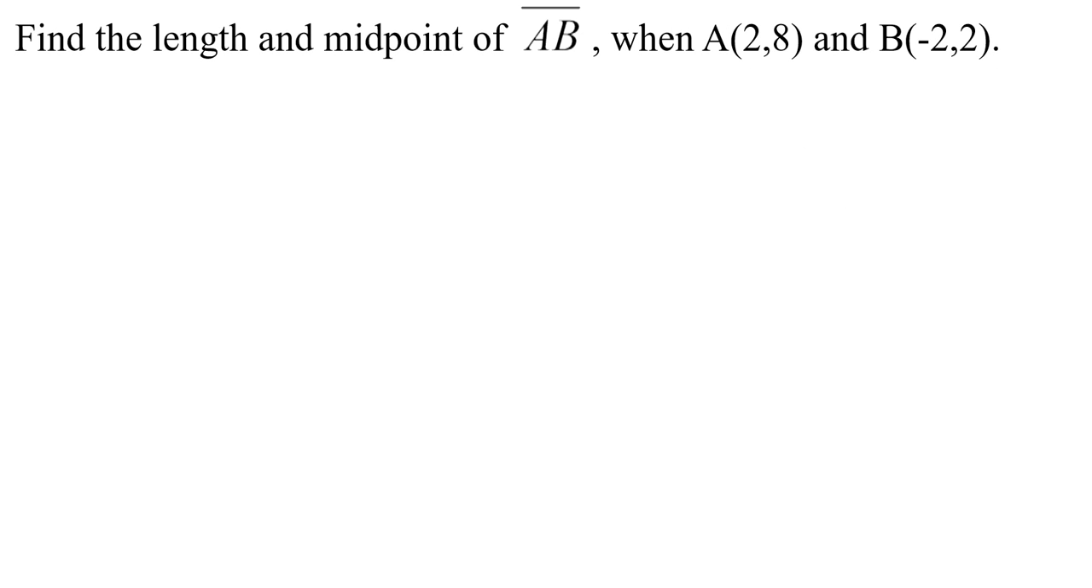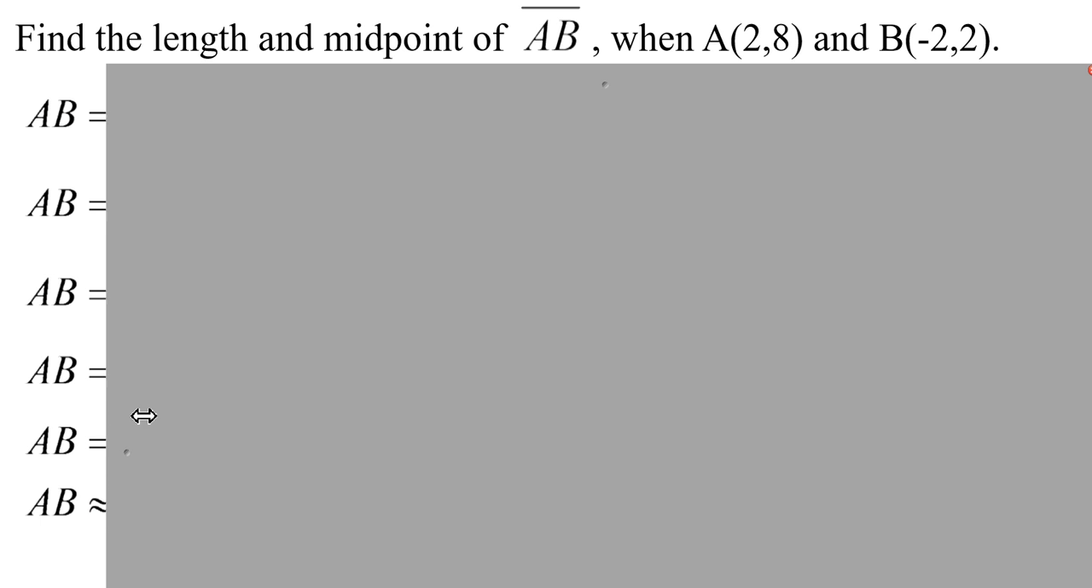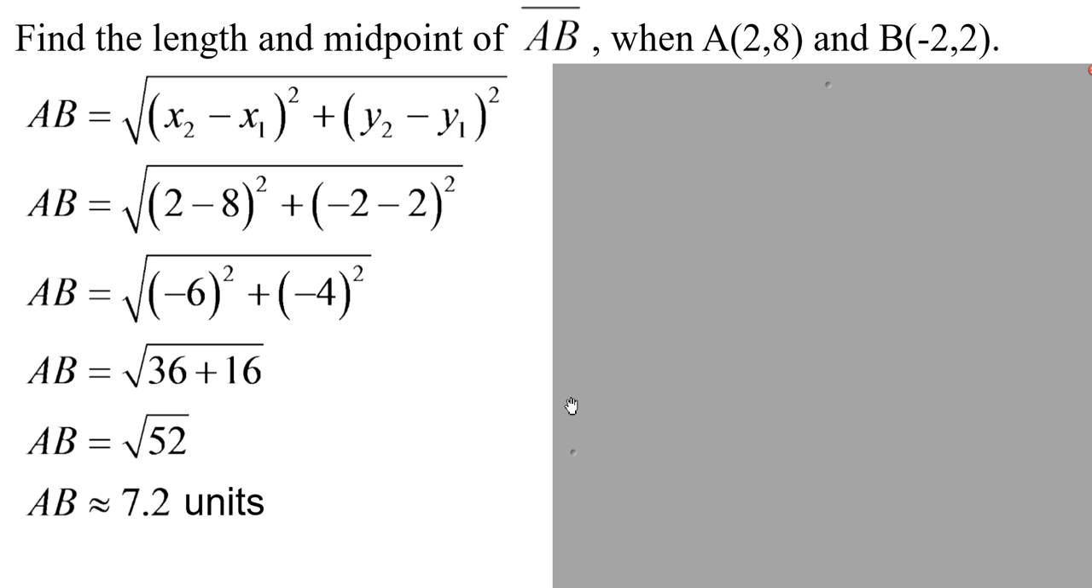How about this? Can you find the length and midpoint of segment AB, where A is at 2, 8, and B is at -2, 2? Well, starting with the length, if we substitute our coordinates into the distance formula and follow our order of operations, we have -6 squared, which is 36. -2 minus 2, remember thinking at -2 at the number line, going 2 to the left of that to get you to -4. -4 times -4 is 16. Add them together, we get the square root of 52 units, or approximately 7.2 units in length.